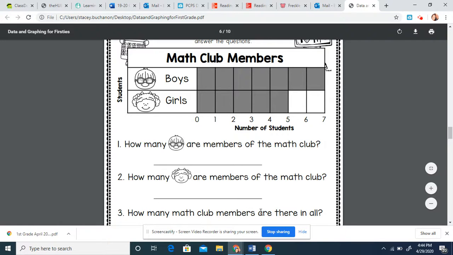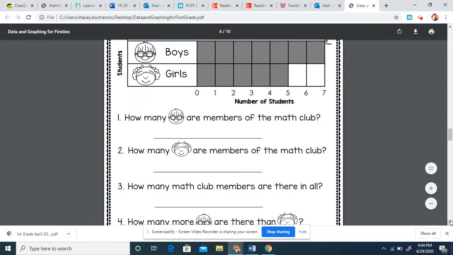How many math club members are there in all? If it says in all, just like practicing word problems, what do we do if it says in all? You add all of them. So we know that there's 7 and there's 5. Do you know what 7 plus 5 is? If you don't, you can count. There's 7 here, and then we can just count on 8, 9, 10, 11, 12. So if you thought there were 12 math club members, you were right.